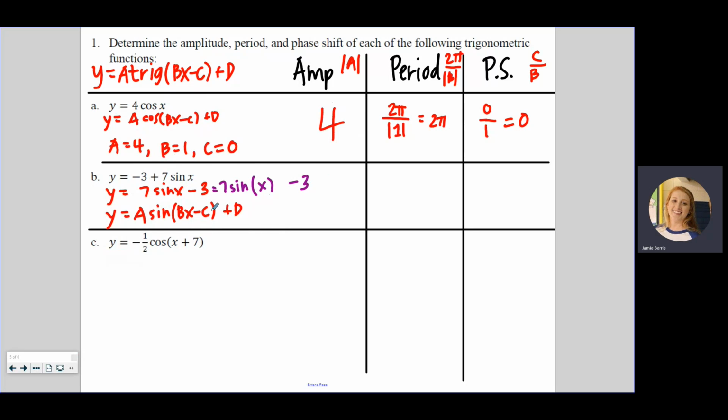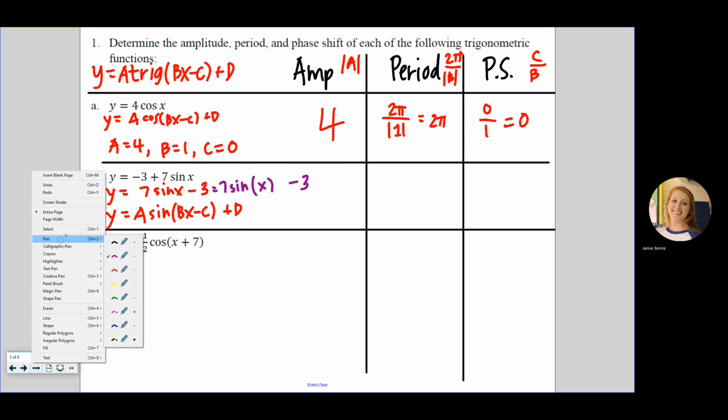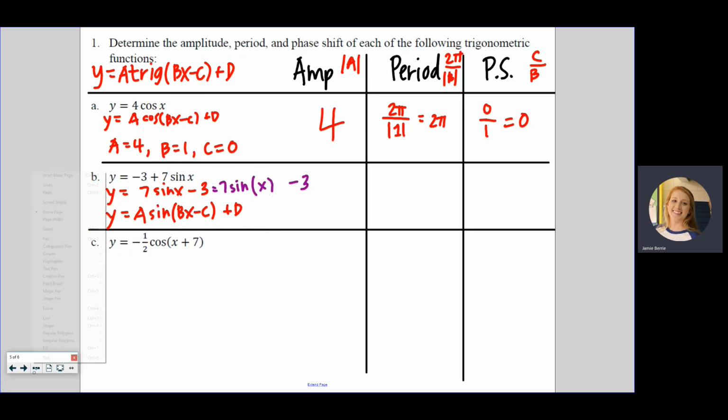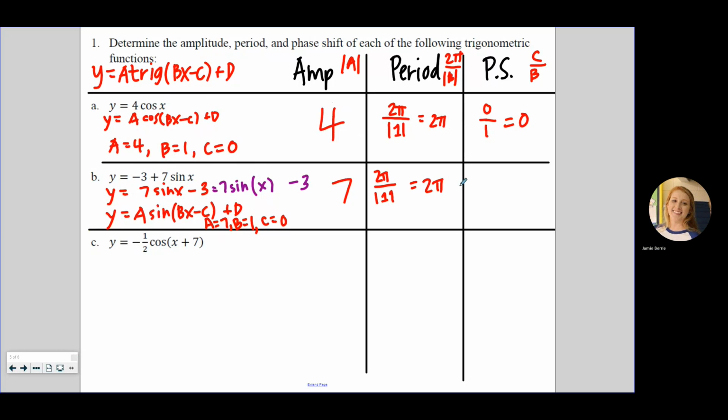So amplitude is absolute value of a. a in this example, let me switch back to red. a is 7. b is again 1. b is the coefficient on x, it's just 1. We don't have a c value here, so c is 0. So again, the amplitude, absolute value of a, would be 7. Period is 2 pi over absolute value of b, so that's 2 pi over absolute value of 1, still 2 pi. And then phase shift c over b, that's 0 over 1, once again, is 0.